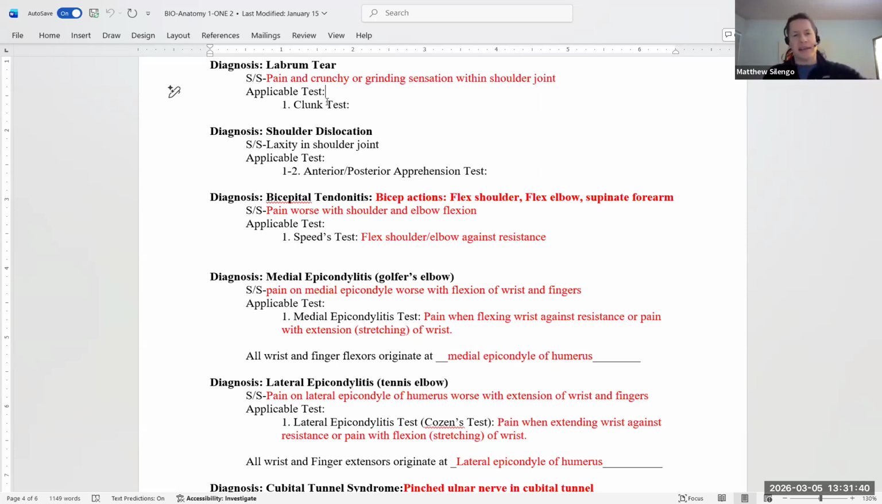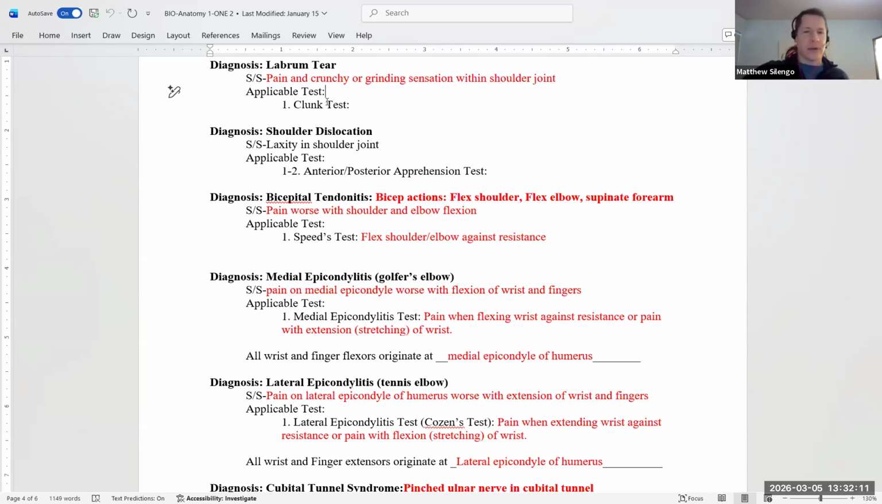Then another possibility is somebody can tear the ligaments that hold the humerus and the scapula together. And if the ligaments are damaged, then the bones are not going to be held together properly, and there's going to be some kind of laxity. There's going to be some kind of dislocation that the person is susceptible to. And most commonly, the shoulder joint either dislocates anteriorly or dislocates posteriorly.